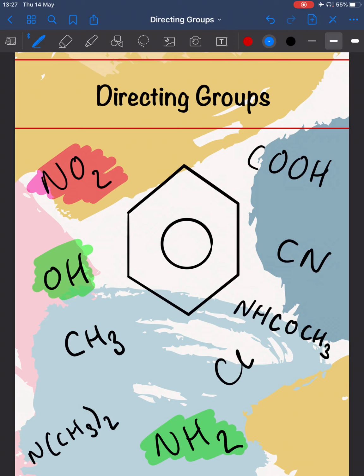Hello, we're going to be talking directing groups today. Now, I have highlighted up some of the different directing groups that we're going to be talking about. We've also got all of these others that we are going to be chatting about at some point throughout the video, but the green and the pink ones have been highlighted up because they're quite important. And we're going to have a look at why.